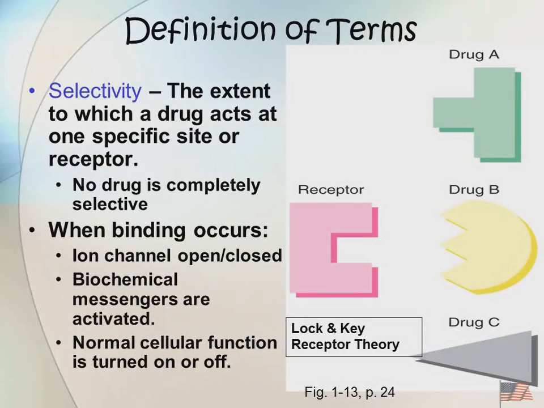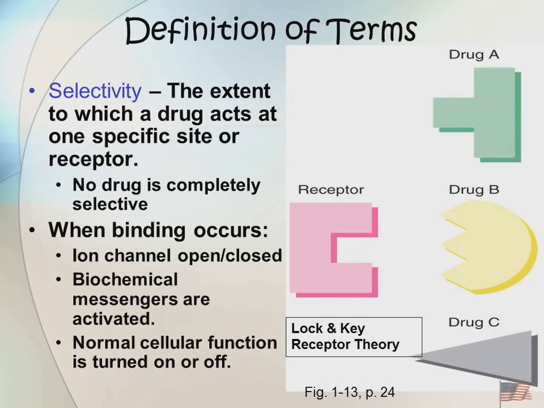A lot of this part of the lecture is a lot of terminology, just so we're on the same page. But selectivity talks about the extent to which a drug acts at a specific receptor site, and no drug is completely selective. It can target multiple receptors, and because of that, can have side effects associated with it.